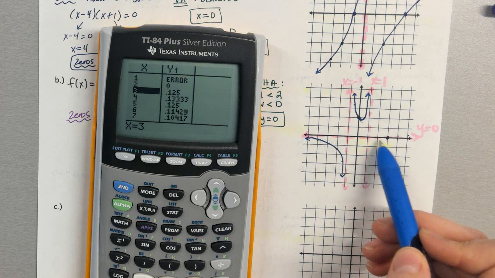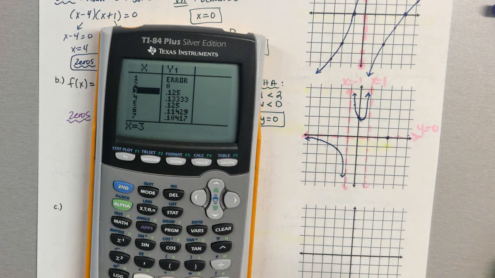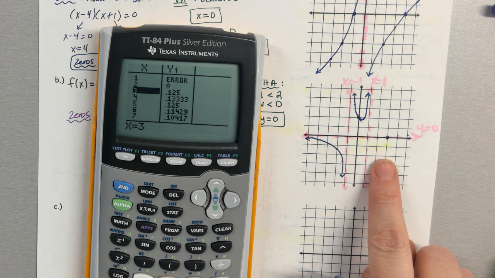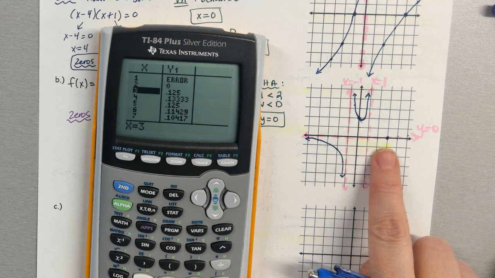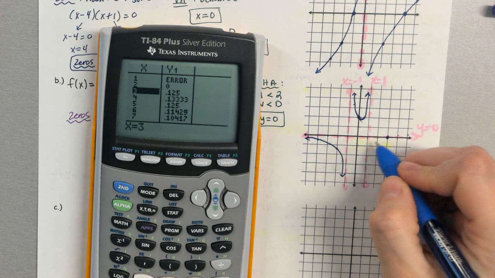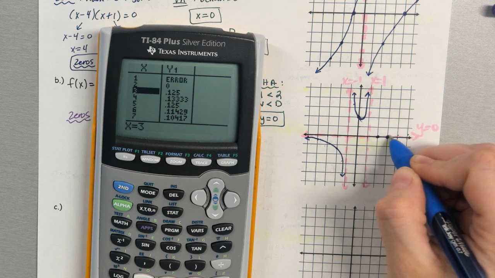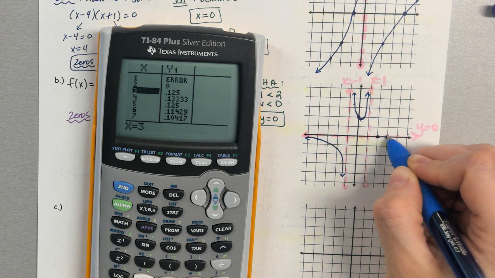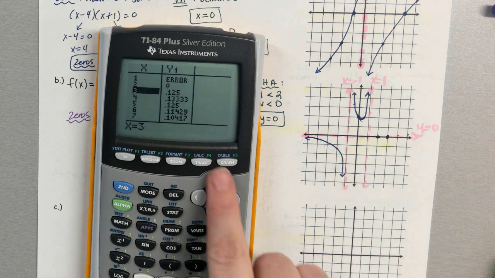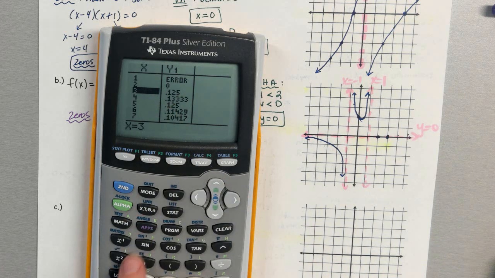At 2, I'm at 0. At 1, I'm at an error. So, oh, did I plot that wrong? I did. Yeah. This should be 2, 0. This is going to be right above it. It's going to be right above it. And then, so what I want to do is find out what happens in between.